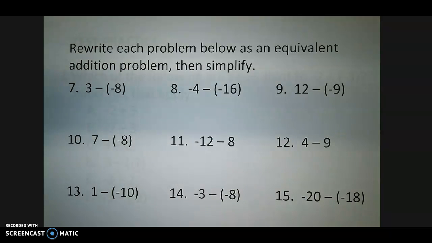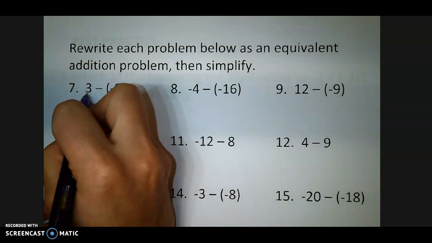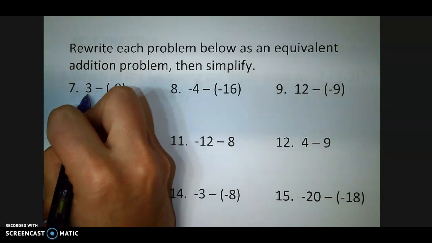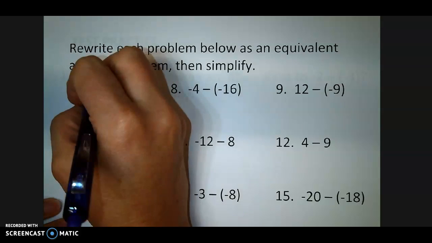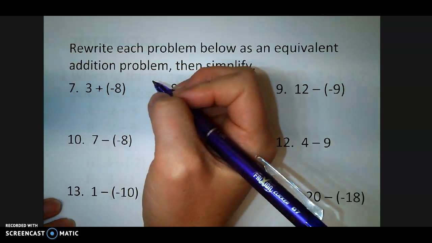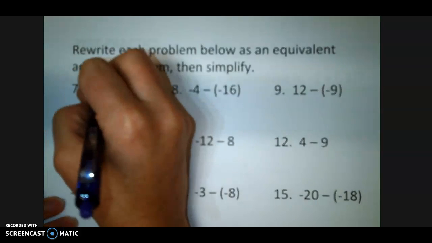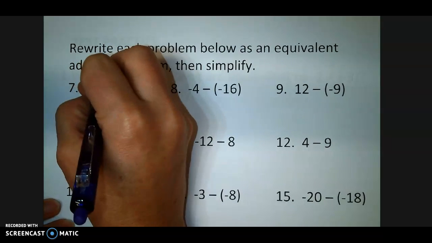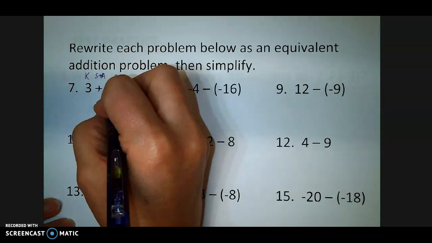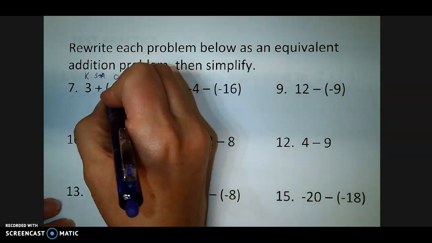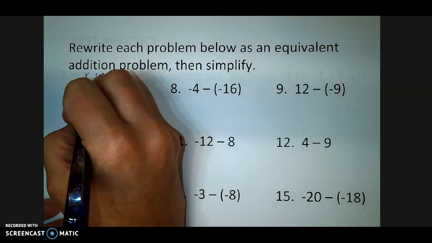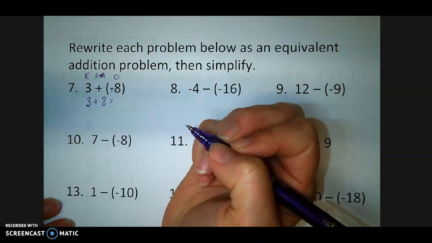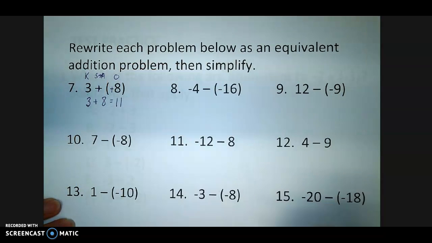So now we're going to not only rewrite these problems as an equivalent addition problem, but we are actually then going to apply our addition rules. So 3 minus a negative 8, remember I'm keeping that first number the same. I'm going to change my subtraction to addition. So keep, change subtraction to addition, and then I want the opposite of negative 8, which is positive 8. So I now have 3 plus 8, which we know is 11.